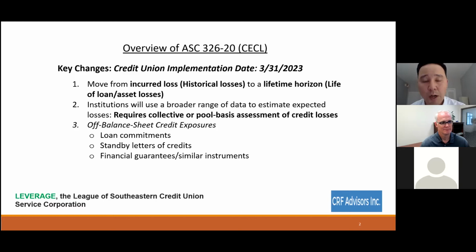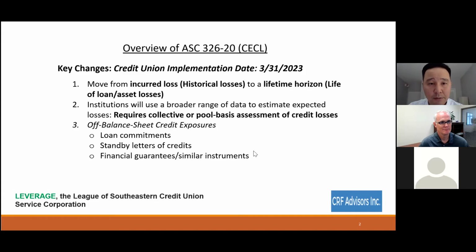Okay, you're required to use a broader range of data to estimate expected losses, which requires you to accumulate collective or pool-based assessments of credit losses. So really what that means is that rather than maybe accumulating one reserve for all of your real estate loans, if you have home equities, 1 to 4 families, or maybe in some cases commercial loans in that loan pool, you want to break them out from a risk assessment standpoint. Okay. It also applies to off-balance sheet credit exposures, i.e. loan commitments, standby letters of credit, and financial guarantees if you have that in your loan pools. Okay.